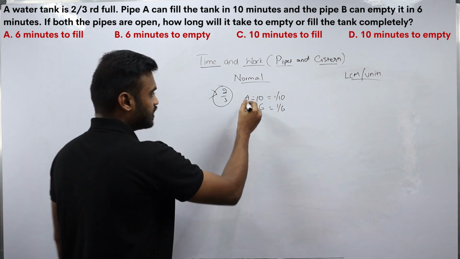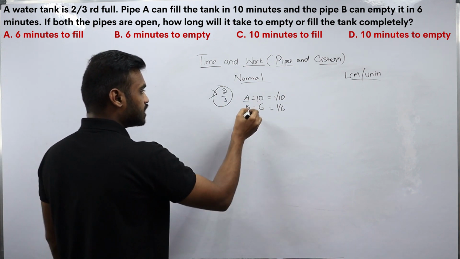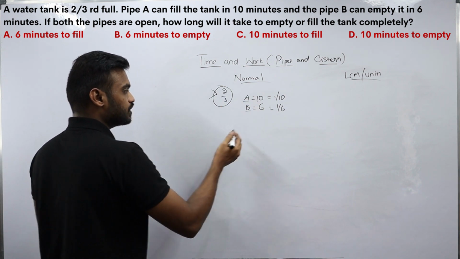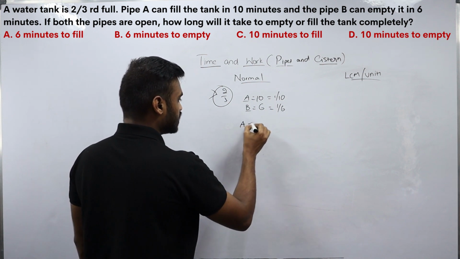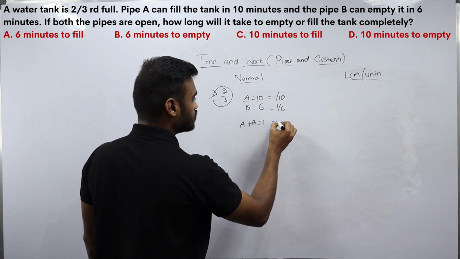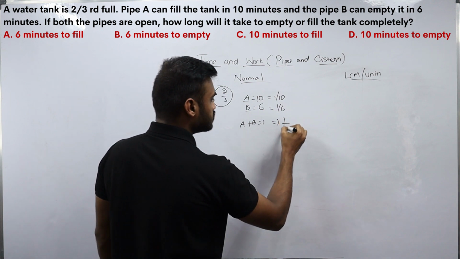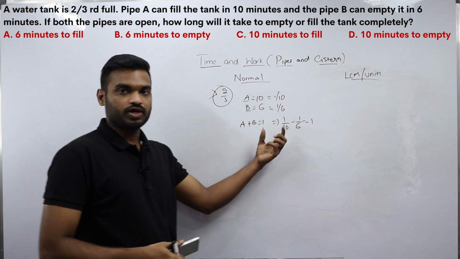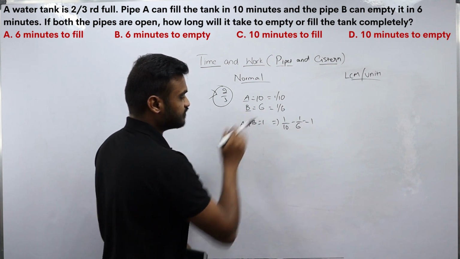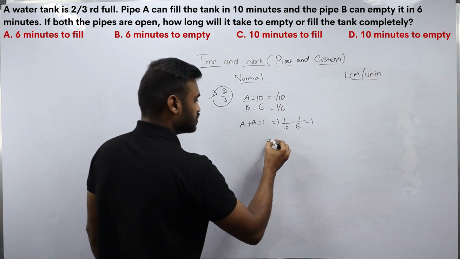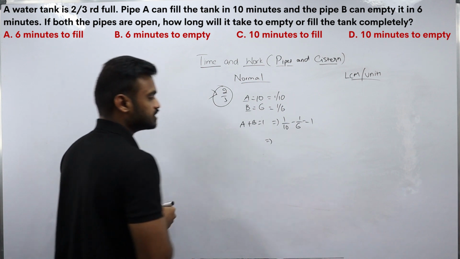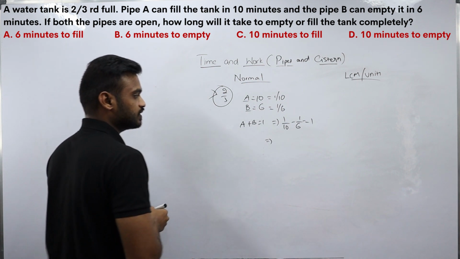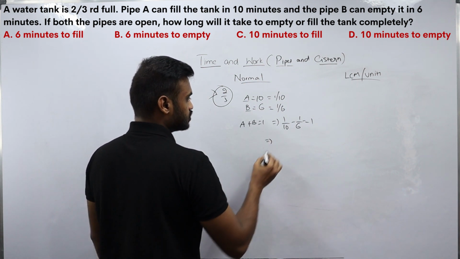Okay, now I am finding what is the total time taken for A and B if they open simultaneously to fill the tank. So I am adding both the efficiencies. So I will get 1 by 10 minus 1 by 6 equal to 1. Since B is removing the work, I am keeping a negative symbol for B's efficiency. So I will get the LCM of 10 and 6, which will be 30. 30 will be divisible by 10 and 6.